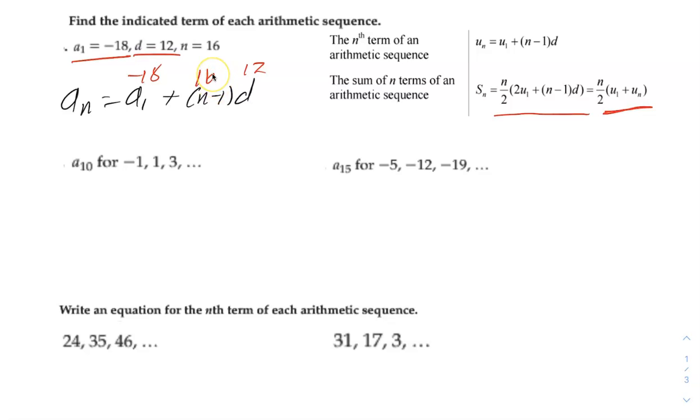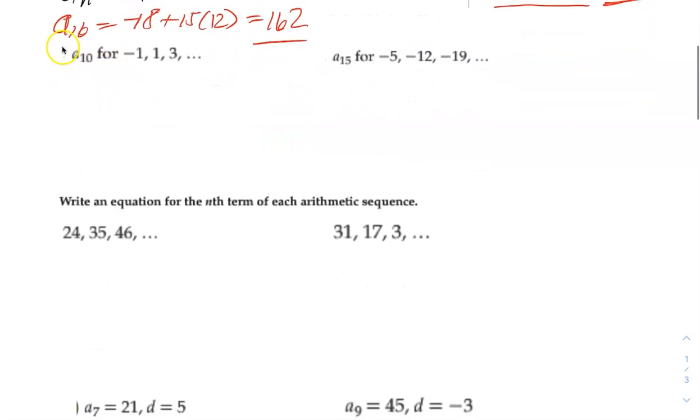So what I'm finding here is the 16th term. That's my n. So a16, just simplify this. Negative 18 plus 15 times 12. You simplify that and you get your answer, which is 162. So that's what the 16th term is. The first term is negative 18. We're adding 12 every single time, and we get 162.